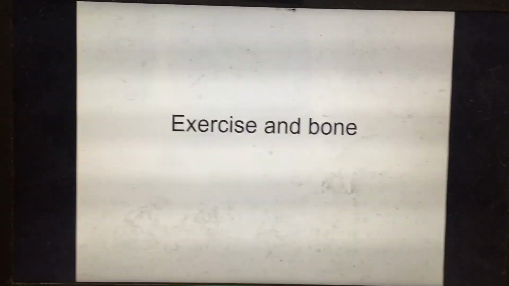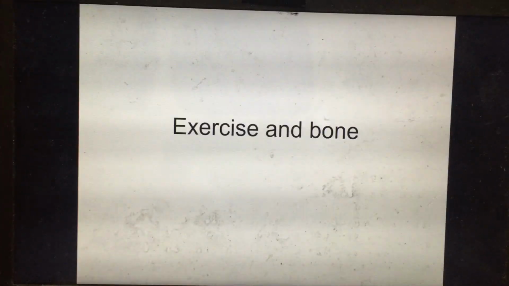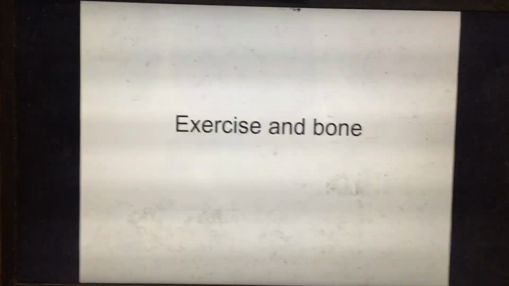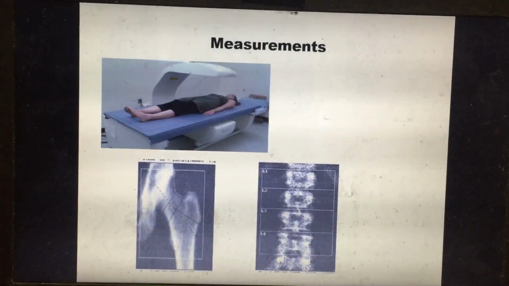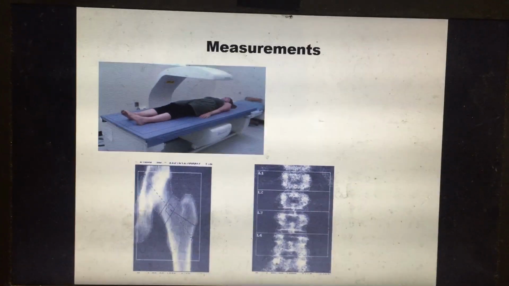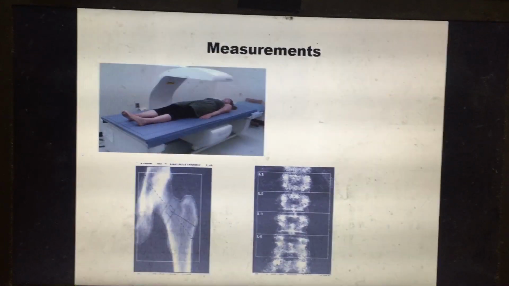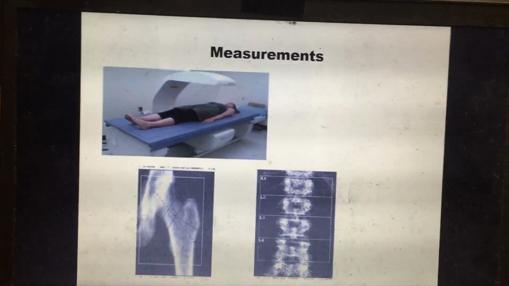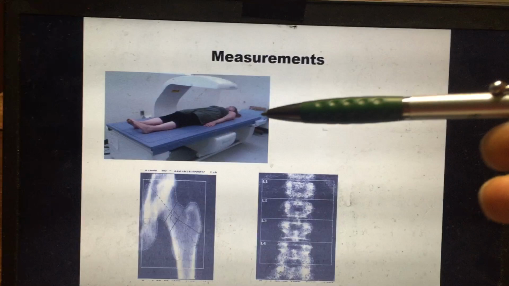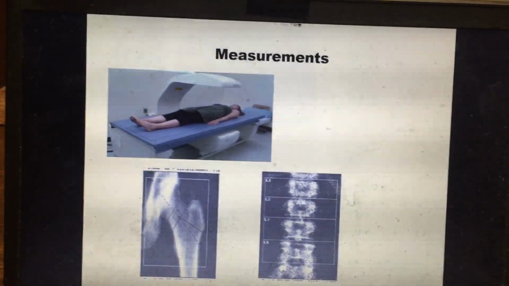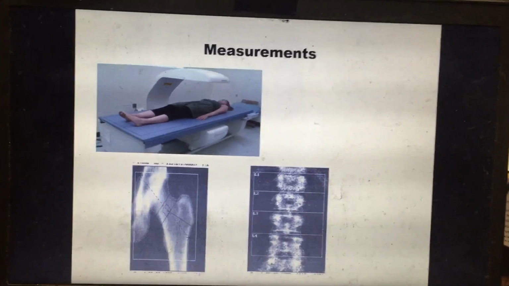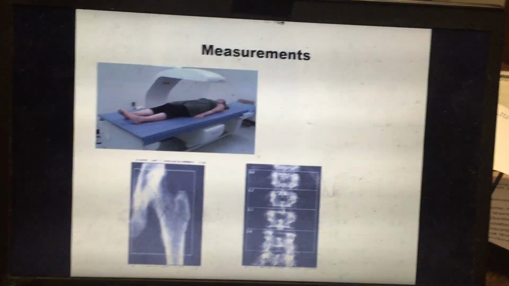The last section of the course that I'll cover, I'm going to spend about 5 or 10 minutes on this, is exercise and bone. So measurements. Bone is usually measured, if you're assessing someone for osteoporosis or their bone health, usually the measurements are done with a machine that's called a dual energy X-ray absorptiometry. So I'm going to write that out here. It's called dual energy X-ray absorptiometry.